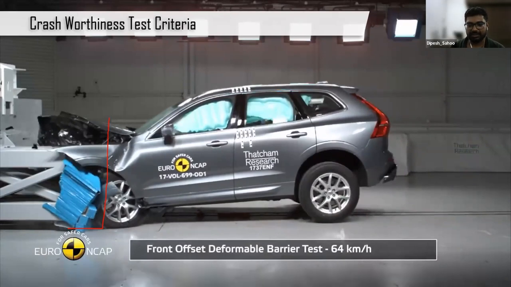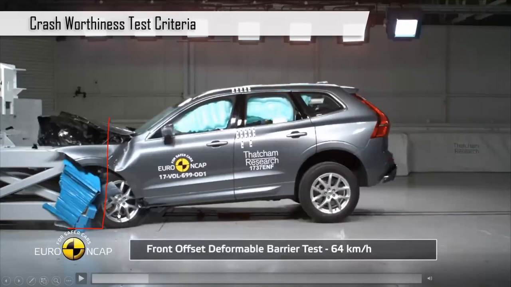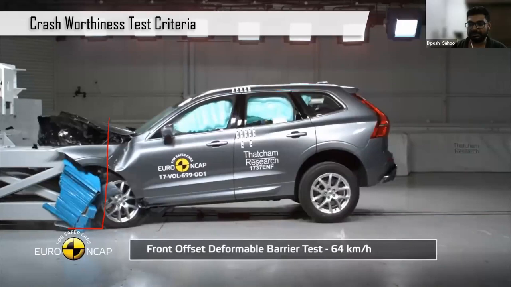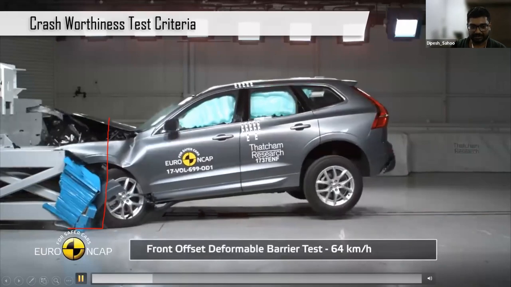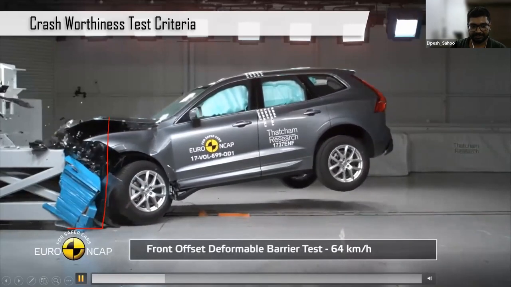What are safety systems? Airbags. Your airbags activate, and they again decelerate the passengers. What is the use of an airbag? They provide a cushion, and they reduce the rate of change of momentum. Slowly they reduce the velocity, or slowly they reduce the acceleration of the passengers, thereby preventing any fatal injuries.